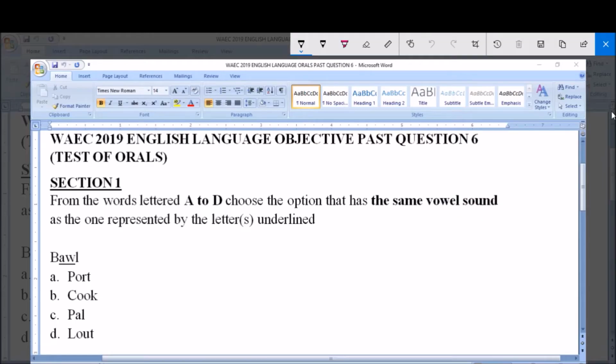Hello, I'm going to be answering WAEC 2019 English Language Objective Past Question 6 under Test of Orals, Section 1.